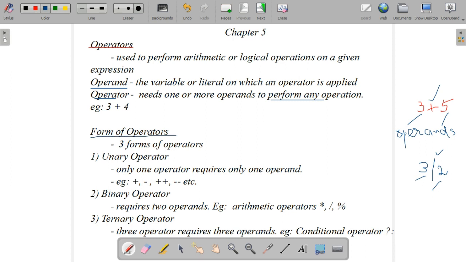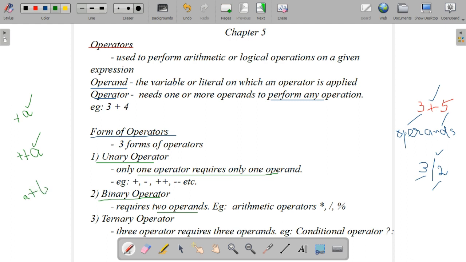Then there are different forms of operators, mainly 3 forms. What are they? Unary operator, binary operator, and ternary operator. Unary means an operator that requires only one operand, like plus a. If we write it like that, it is a unary operator because only one operand is needed. Examples are plus, minus, plus plus, minus minus. We need to learn one more operator, that is increment and decrement. That is a unary operator. Here we write it like this because only one operand is used. If one operand is used, then it is a unary operator.